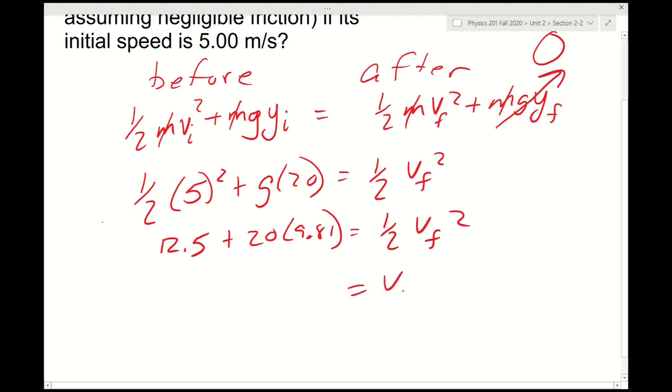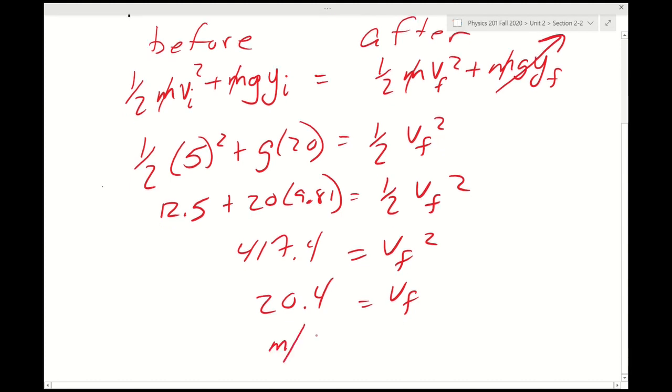So we know that v_f squared is equal to 417.4 approximately. So we have a final speed of about 20.4 meters per second.